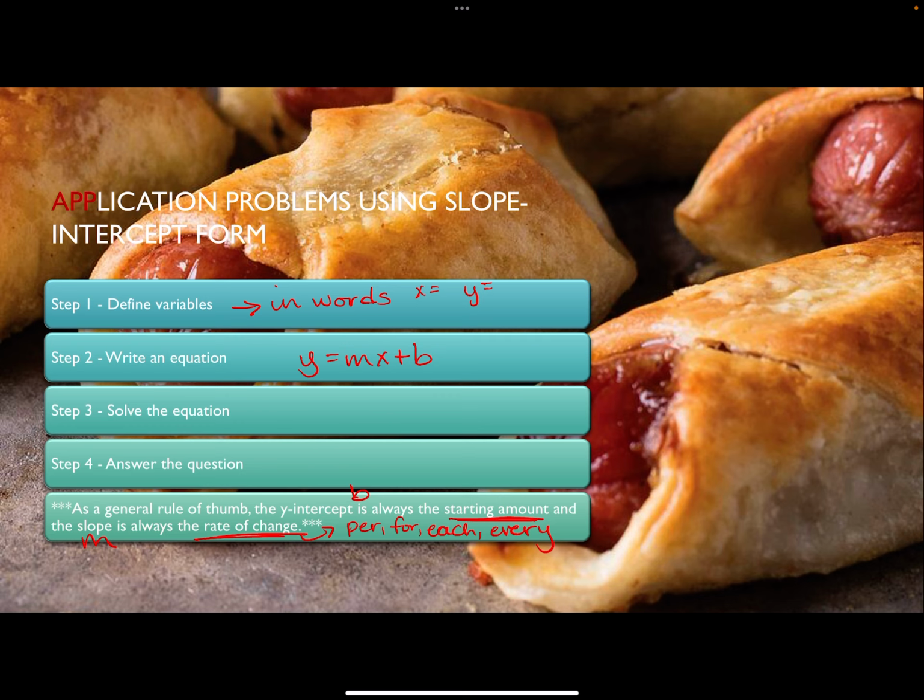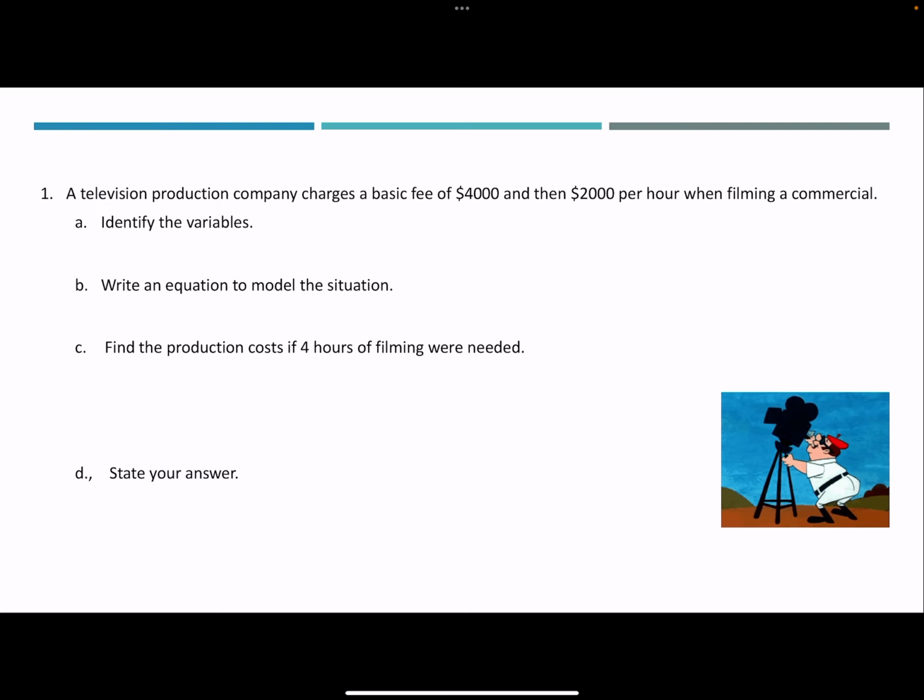All right, so after you're done writing all this down, let's jump into an example problem. A television production company charges a basic fee of $4,000 and then $2,000 per hour when filming a commercial. So, step one, or letter A, identify my variables. What are the things that could change in this situation?